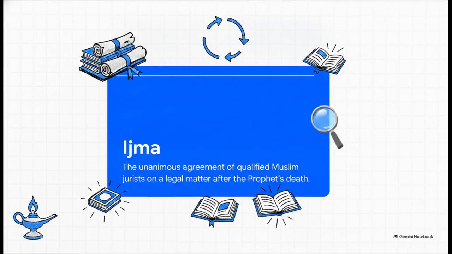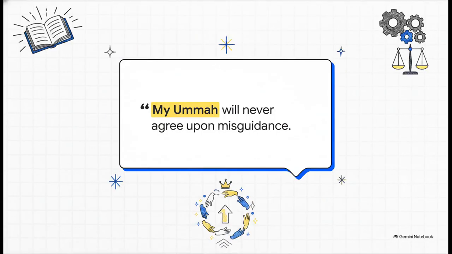It's used when those explicit texts require a modern application, and it's called Ijma, or consensus. Now, to be clear, this isn't some democratic vote among the general public. No, it is the unanimous agreement of highly qualified, independent legal scholars, experts known as mujtahids. This tool emerged right after the Prophet's passing, once direct revelation ceased. A rather famous historical example of this was the consensus among the Prophet's companions to compile the Quran into a single, standardized written text.